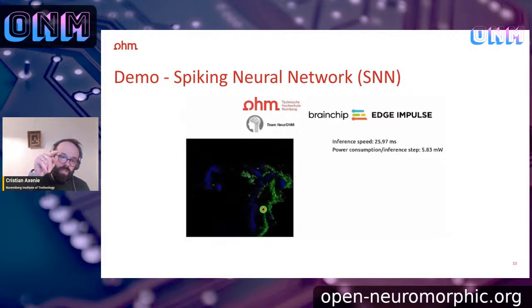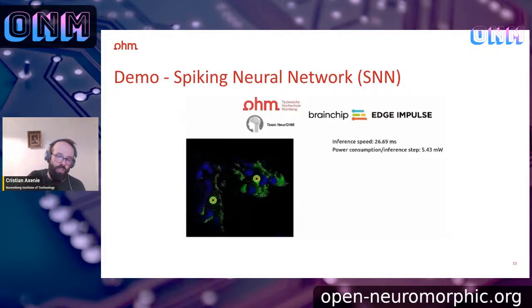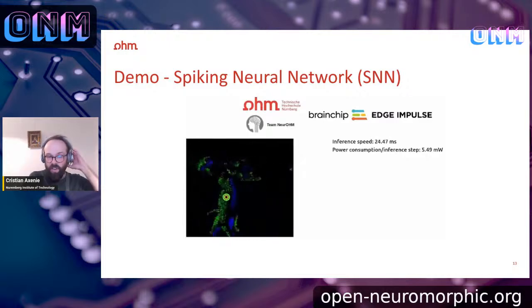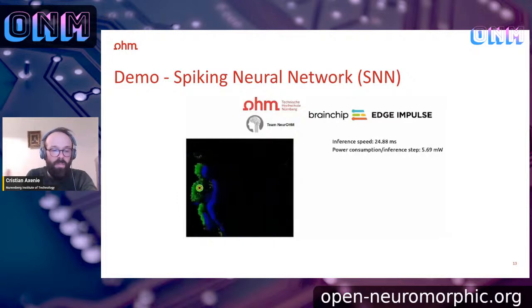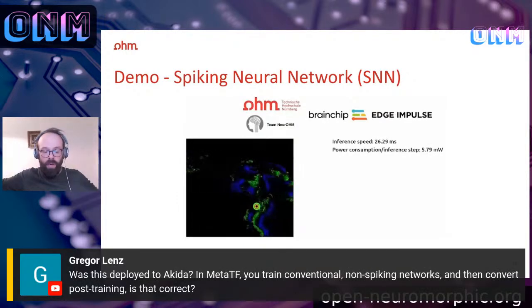Actually, this is running with a Flask server on the brain chip board. Remember, the brain chip board lives on a Raspberry Pi carrier. And what you see here is the tracking performance for the pedestrians. Of course, not perfect, but you see the two dots depicting the upper body and the lower body.